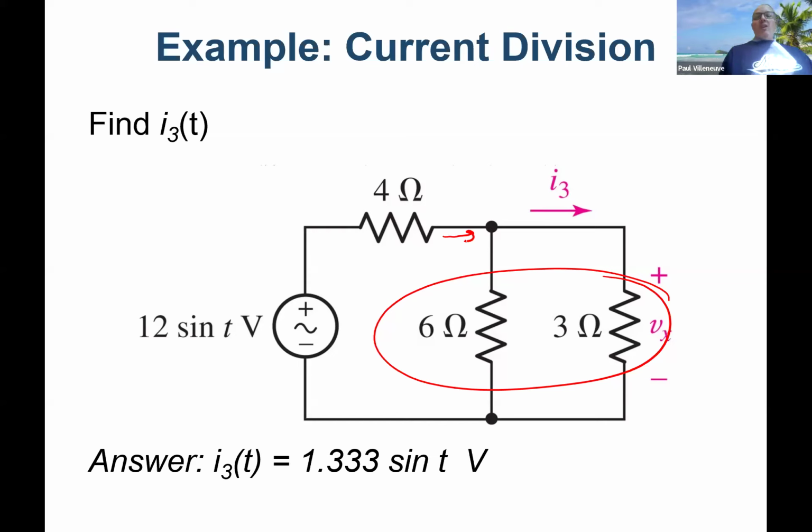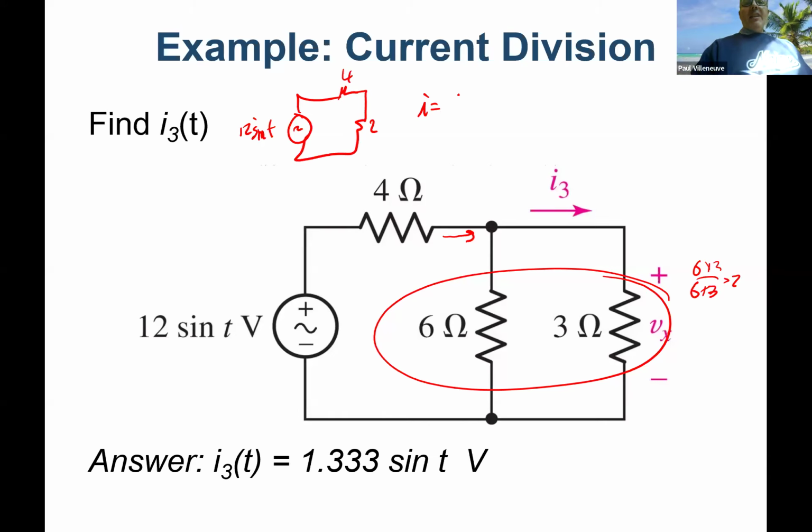We don't know what that is. So we know 6 in parallel with 3 is 6 times 3 over 6 plus 3, which is equal to 2. So our circuit now becomes 12 sine t, 4 and 2. And the current here, I, is going to be equal to 12 sine t over 6, which is equal to 2 sine t, correct?